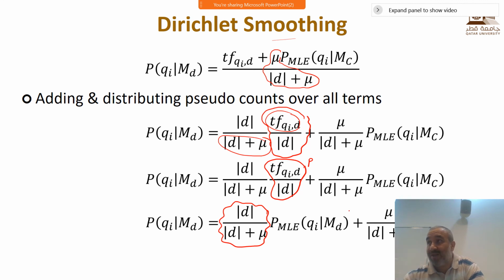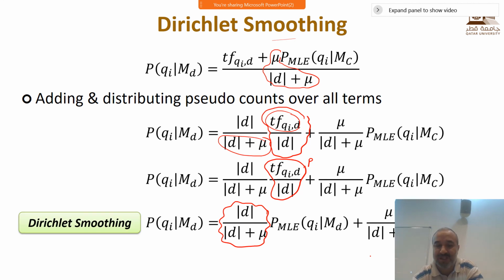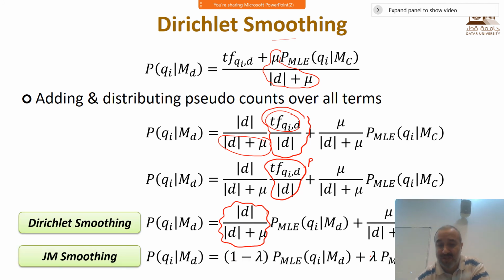Very similar to lambda and 1 minus lambda, right? And that's the background probability. Why is this different then? It looks very similar, not exactly the same. Now, look at these factors. This is the Dirichlet smoothing. If we look at Jelinek-Mercer, this is corresponding to 1 minus lambda, and this is corresponding to lambda.